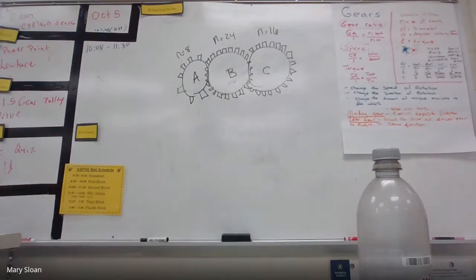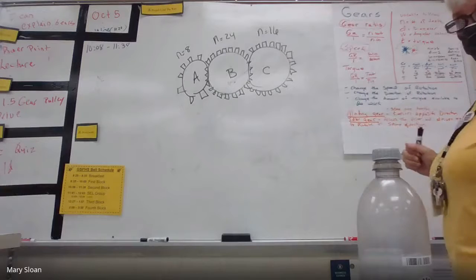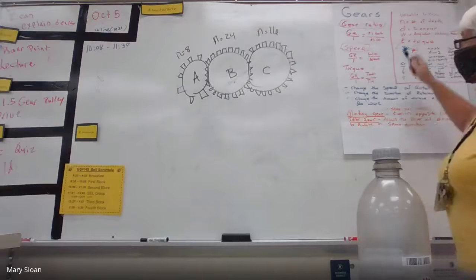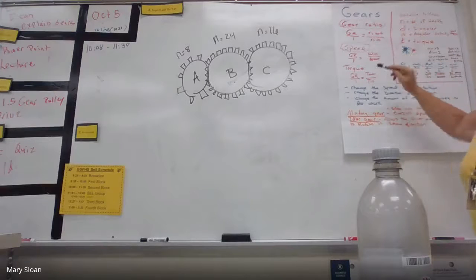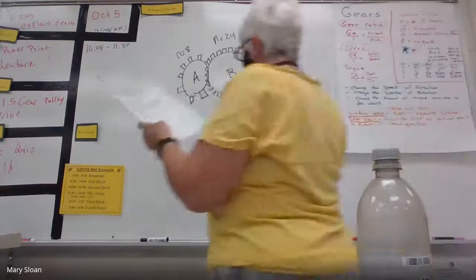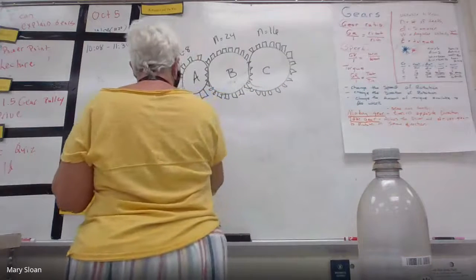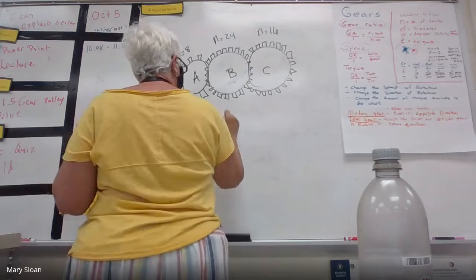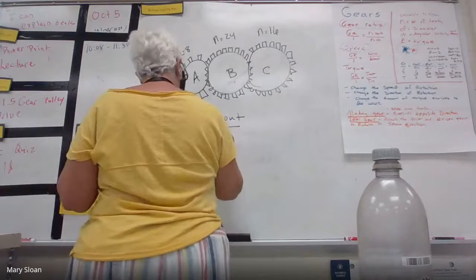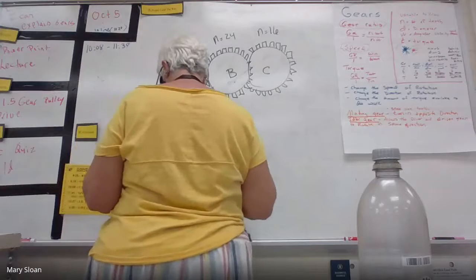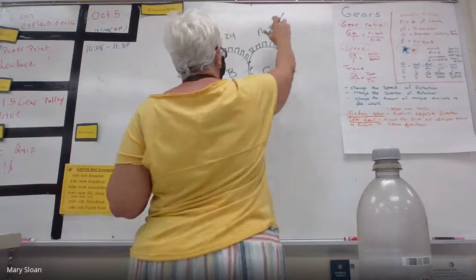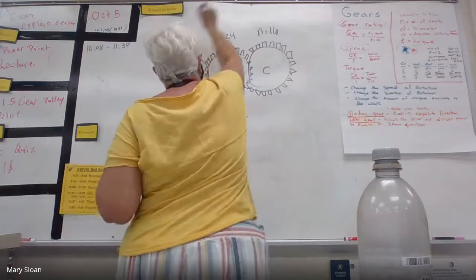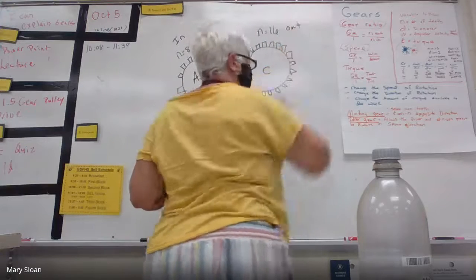All right, so the next one tells us an output for speed. So which one are we going to use for output? We're going to do gear ratio, speed, or torque? Gear ratio, okay? So that is GR over 1 equals N out over N in, right? Which one are we using? This is my in. This is my out. Do you agree?